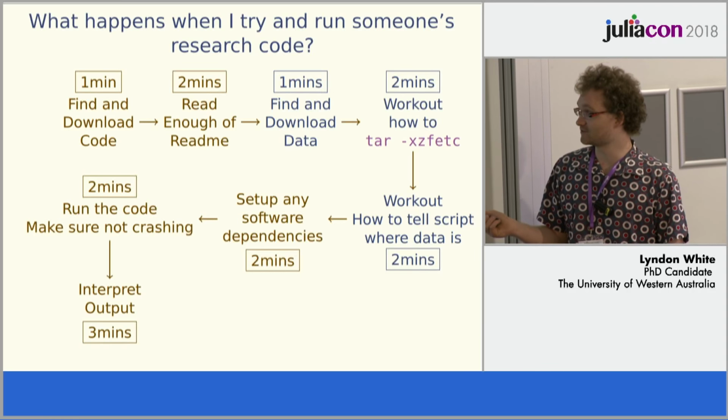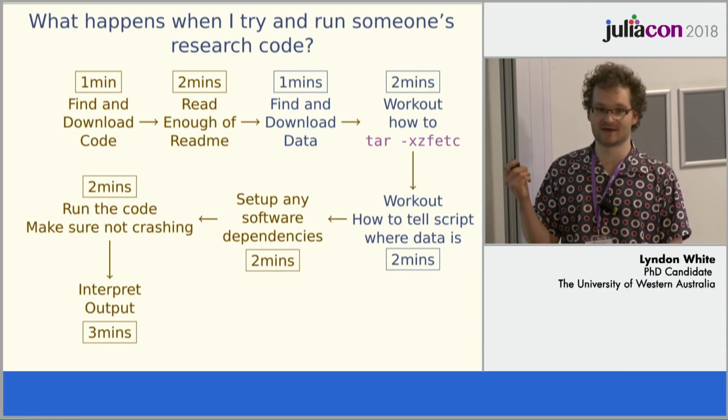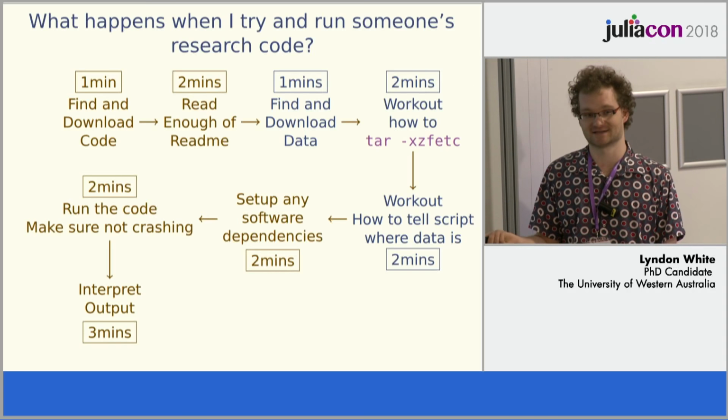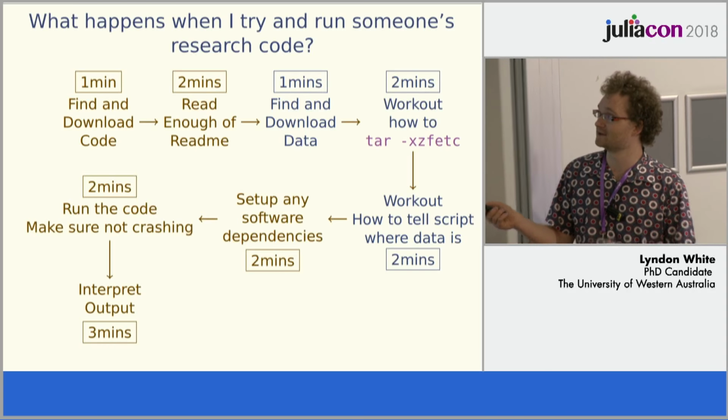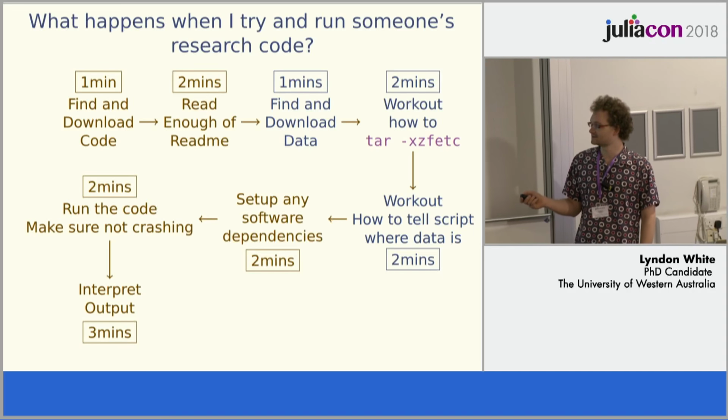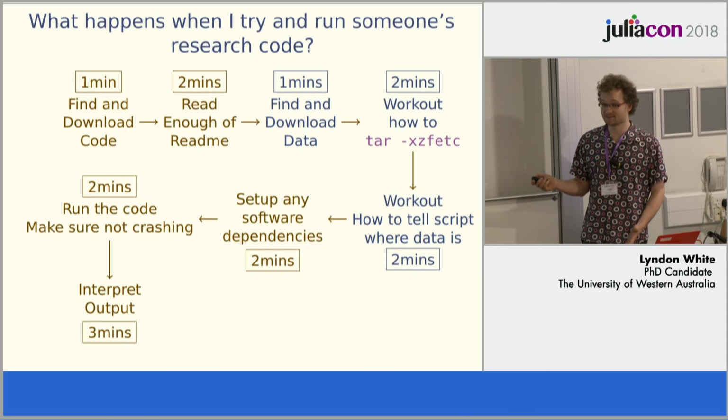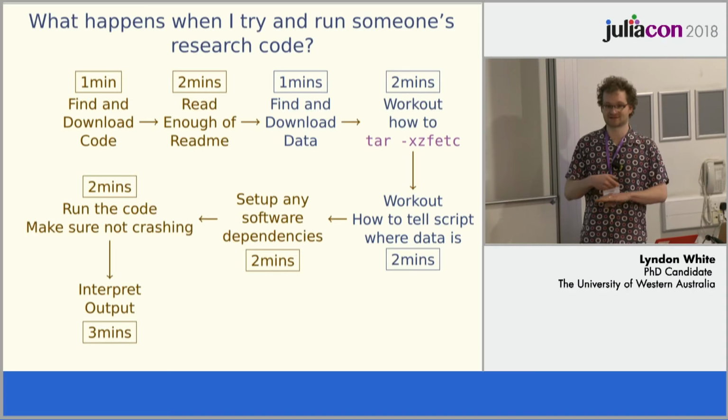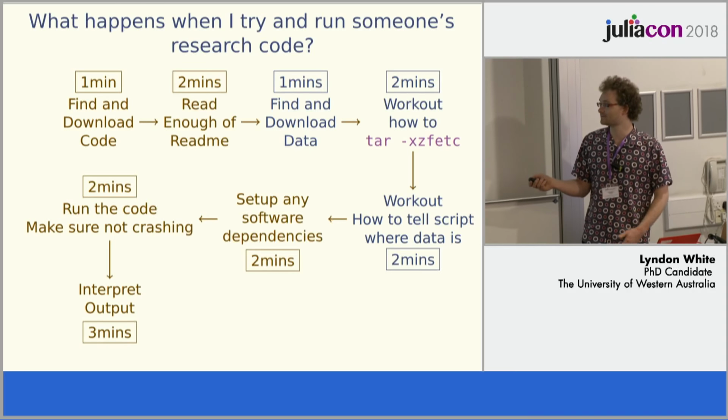I then spend a couple minutes trying to work out how to tell the script where the data is. So that could be editing a config file, that could be passing as a command line argument. I don't know, I have to read the README a little bit again to work that out. It allows you 2 minutes to set up any software dependencies. If it's a Julia package, hopefully that's just done, but maybe it's not.